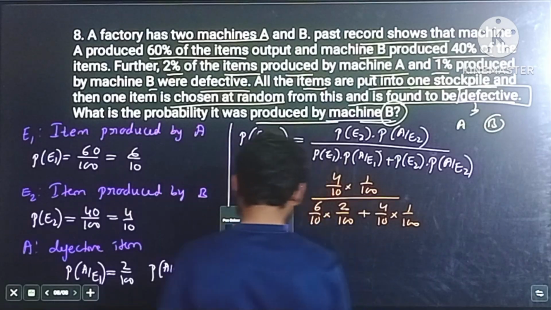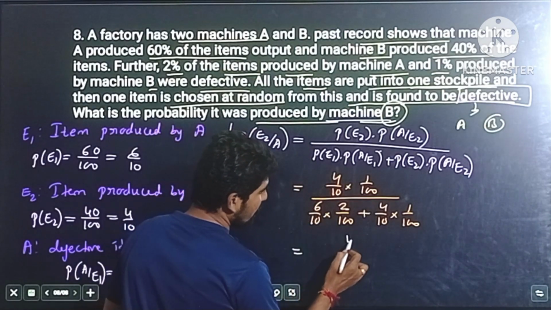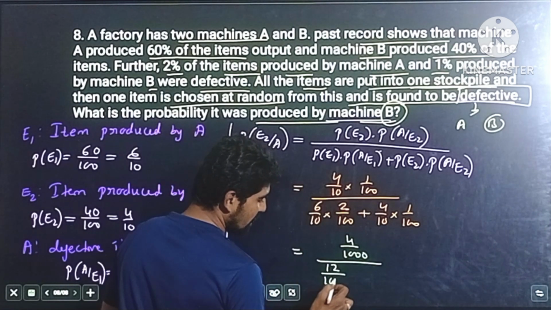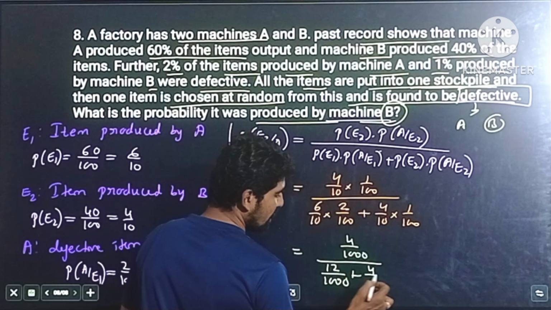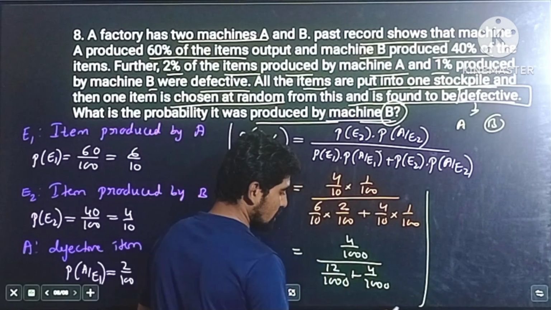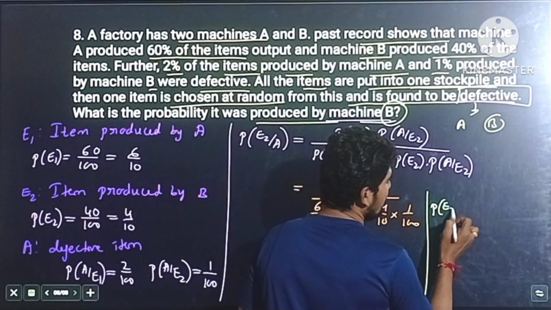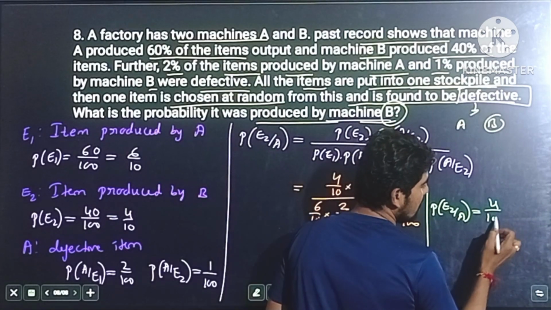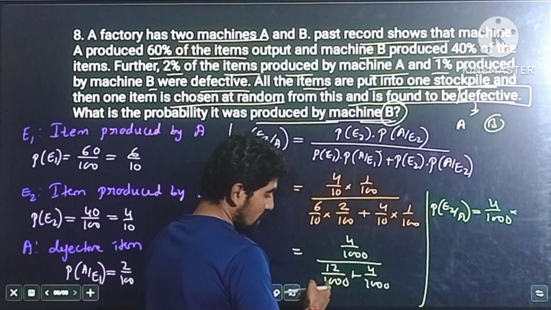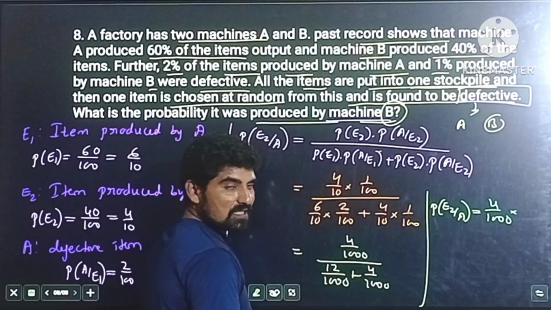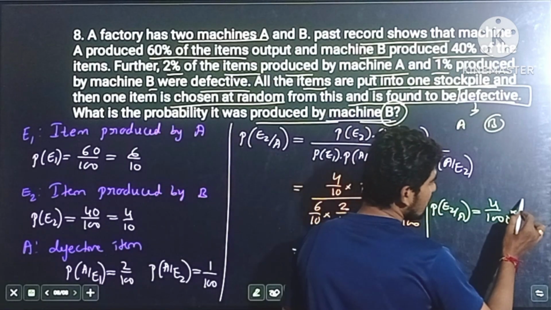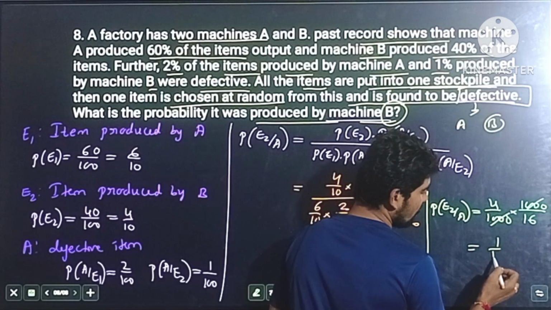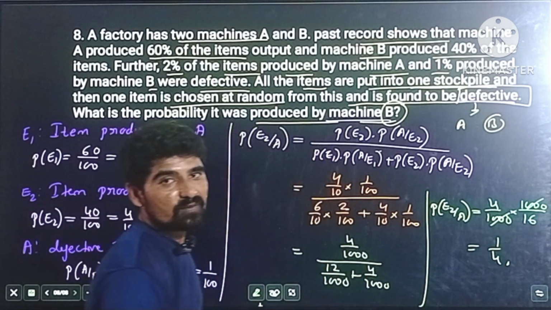Now, this equals 4 divided by 10 into 100, 1000 whole divided by 6 into 12 divided by 1000 plus 4 divided by 1000. So probability of E2 by A is equal to 4 by 1000 into LCM 1000, so 12 plus 4 is 16, 16 by 1000. Now turn it over: 1000 divided by 16. So 1000 gets cancelled, 4 ones are 4, 4 fours are 16. So 1 by 4 is the required probability.